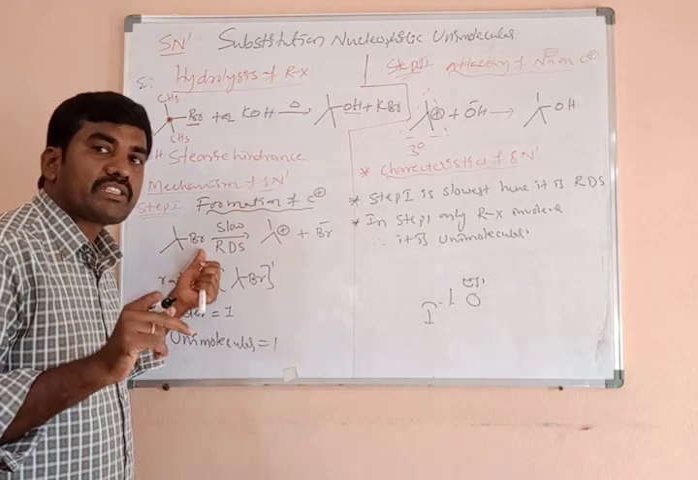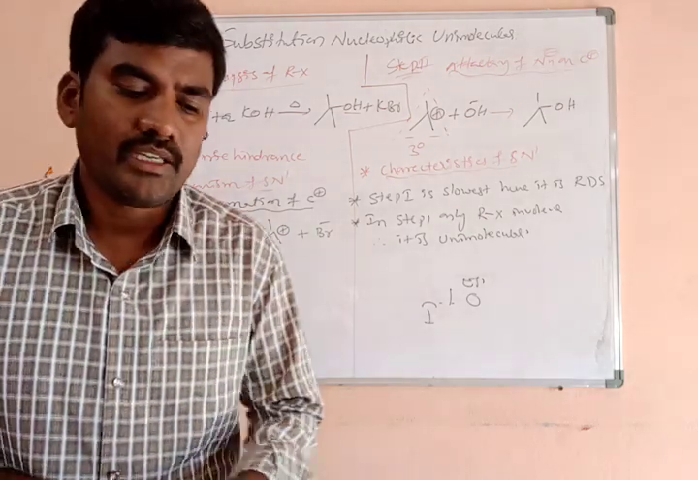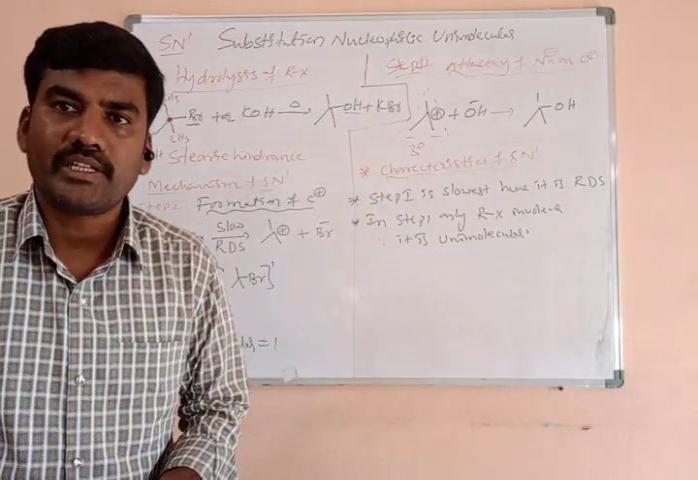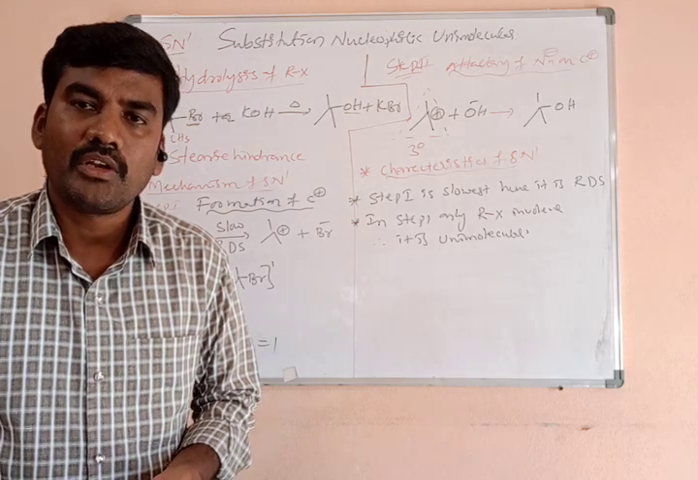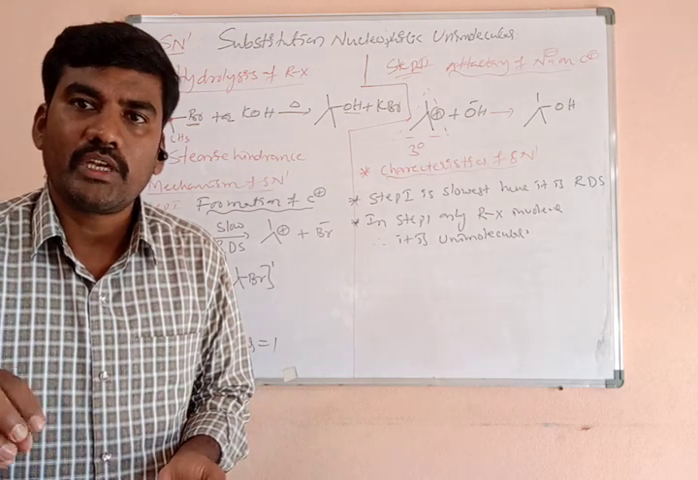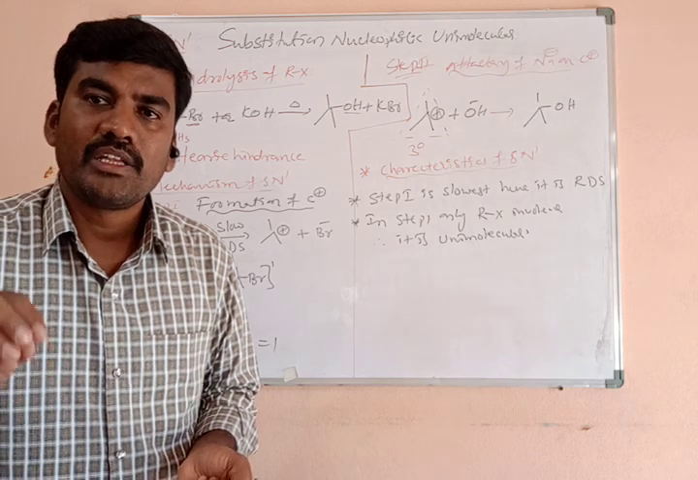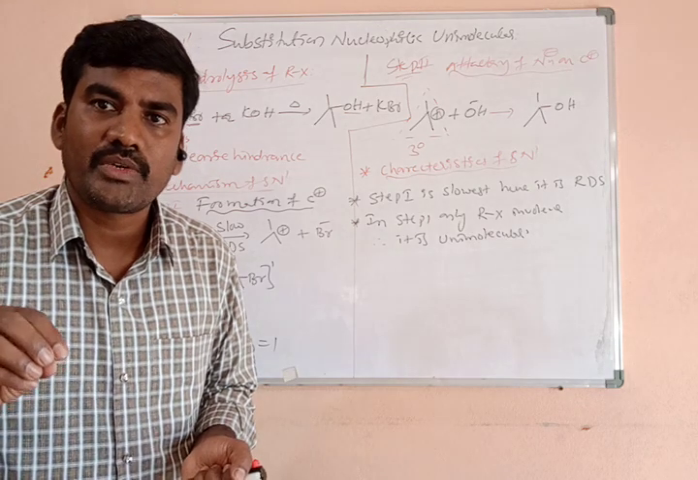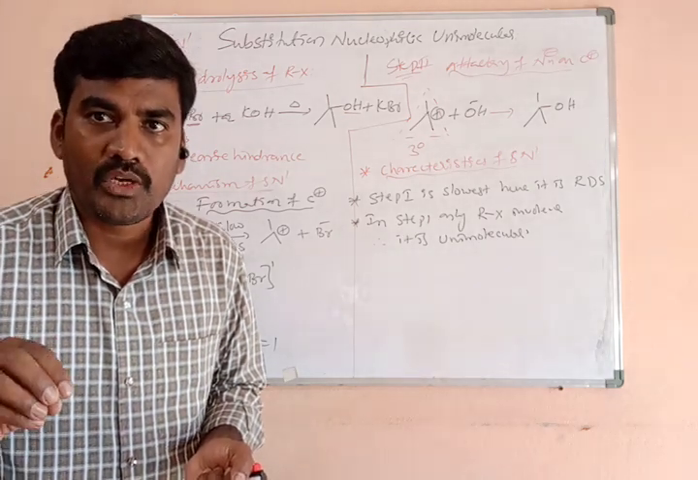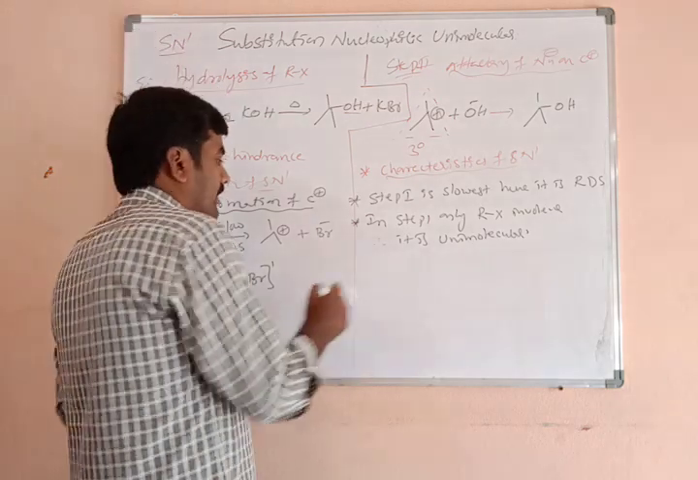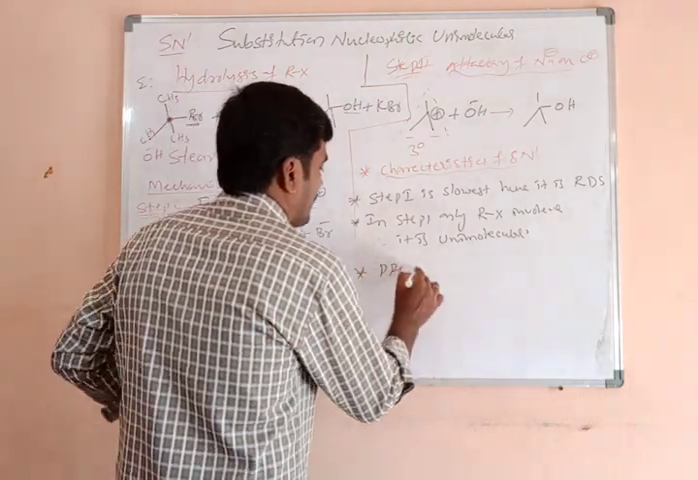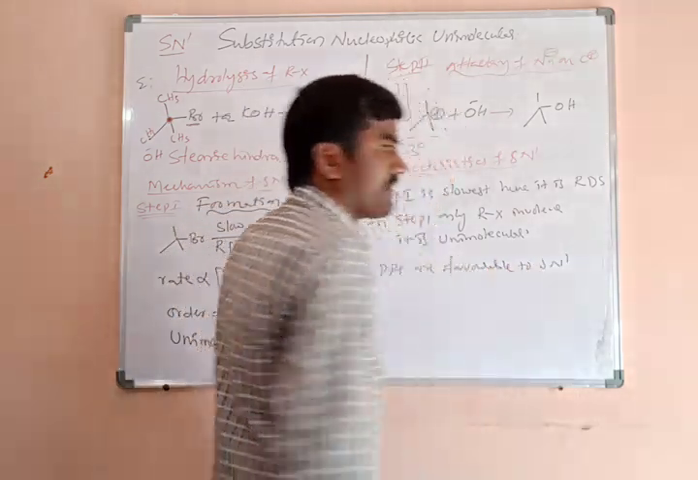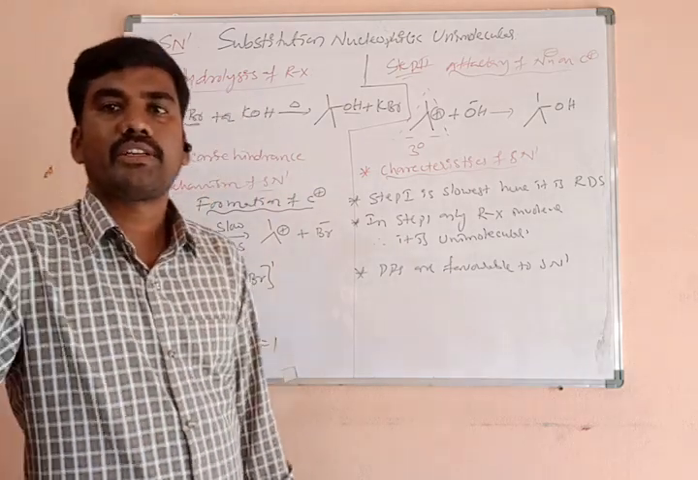Clear? Which solvents are favorable here? In which solvents does solvation of the halide ion take place? Halide ion solvation takes place in polar protic solvents. In polar protic solvents, the negatively charged anions are solvated, and when solvation takes place, they liberate a large amount of energy. The energy is utilized to break the bond between carbon and halogen. So polar protic solvents (PPS) are favorable to the SN1 reaction. In SN1 reactions, polar protic solvents are used.